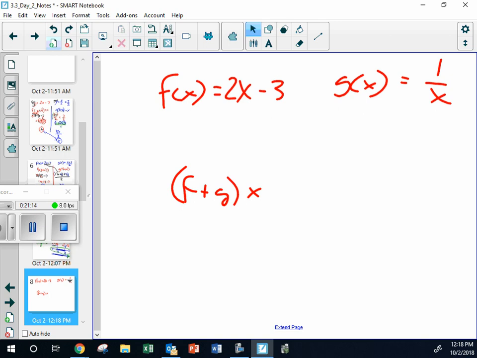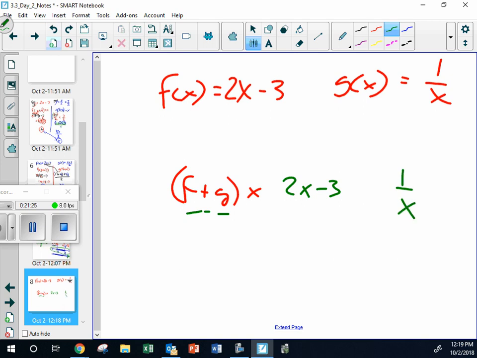So what are you going to do? Get a common denominator so you can add f plus g. Here's f. Here's g. I'm supposed to add them. I can't because they don't have a common denominator. So can I just leave it that way? Nope. You've got to get a common denominator and add them.